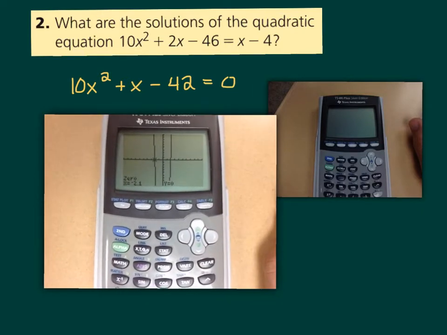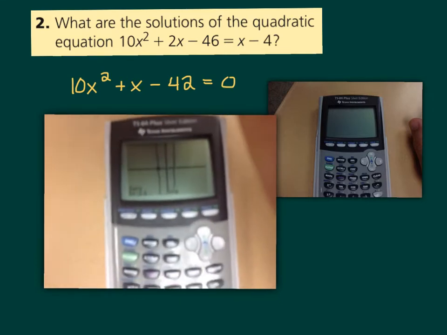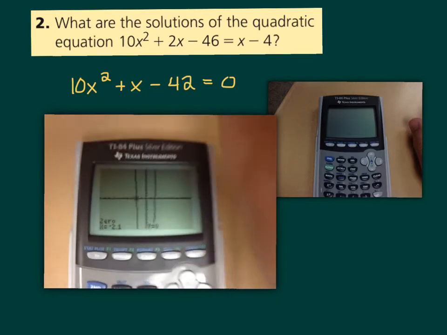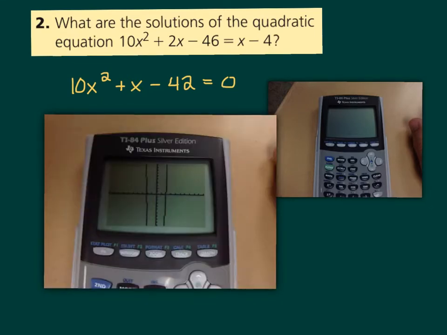And so talking about left, right is a little bit complicated because the graph is also moving up and down, but you need to focus primarily on left and right. So I found the 0, x equals negative 2.1. And if you do that to find the other 0, you should get that the other one is x equals 2. So what are the solutions?